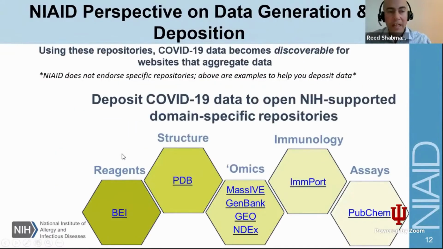There are a variety of different repositories that could be used. And again, COVID-19 data could be interchanged with any data, right? But there are specific COVID-19 hubs or SARS-2 hubs within a lot of repositories if you're interested in that data specifically. This would include things for reagents, BEI, structure, omics, immunology, assays. And if you go to the website, you can get a whole list of some of these repositories.